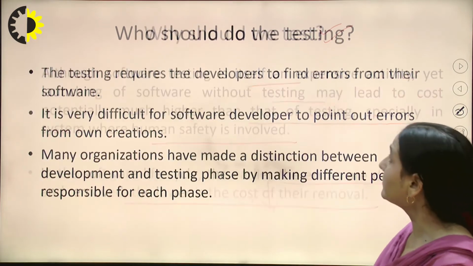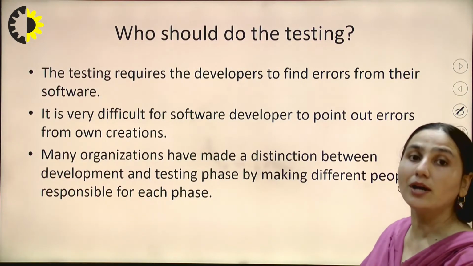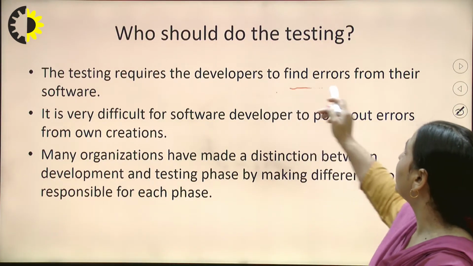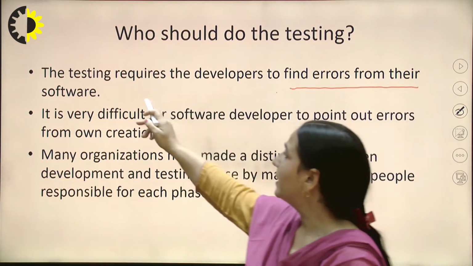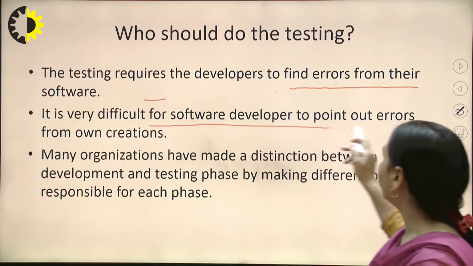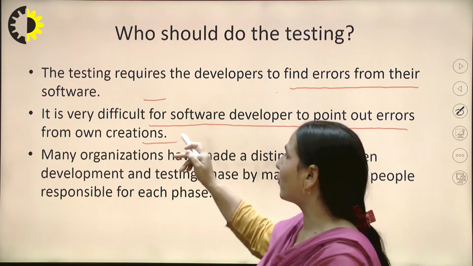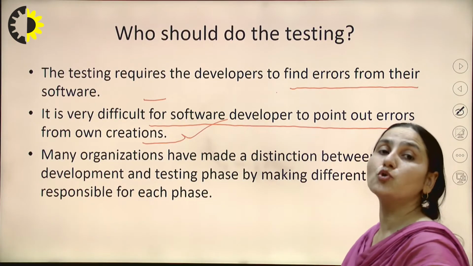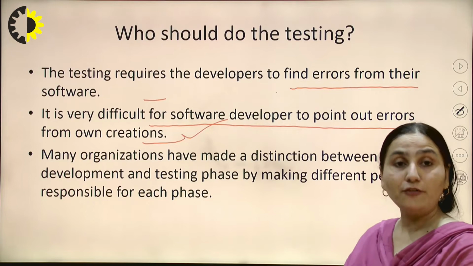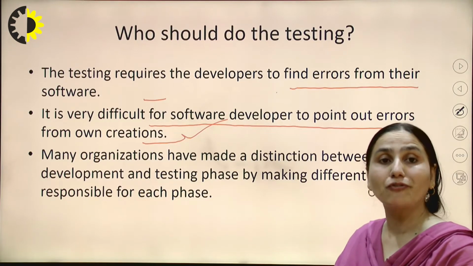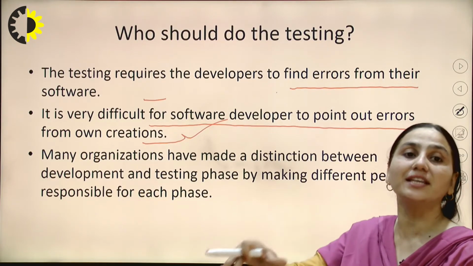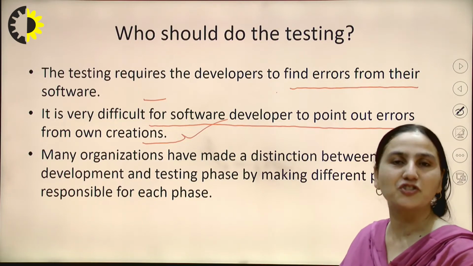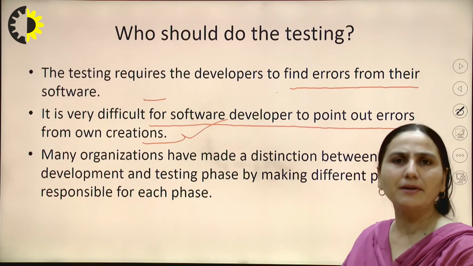Now, who should do the testing? Who are the persons involved in the concept of testing? Testing requires the developers to find the errors in their software. Again, it is very difficult for a software developer to point out the errors in their own creation. This is one of the most important points, students: if you ask the person who has written the code to find the errors in that code, it is very difficult for them to realize that the code has errors, because according to them, it is of course perfect.